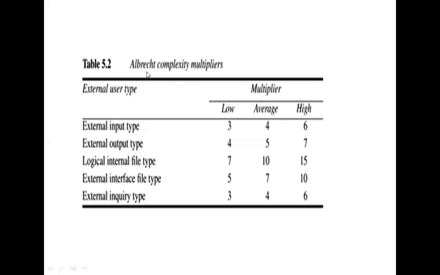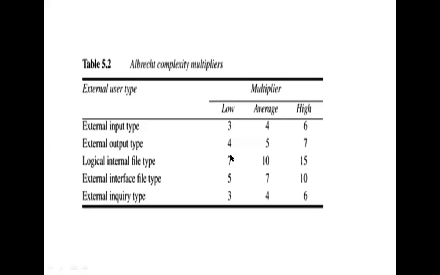This table we call the Albrecht complexity multipliers. These are the external user types: external input type, external output type, internal file type, interface file type, and inquiry type. This is the table of multipliers given by Albrecht. When the external input type is low, we multiply with 3. If it is average, we multiply with 4. If high, we multiply with 6.